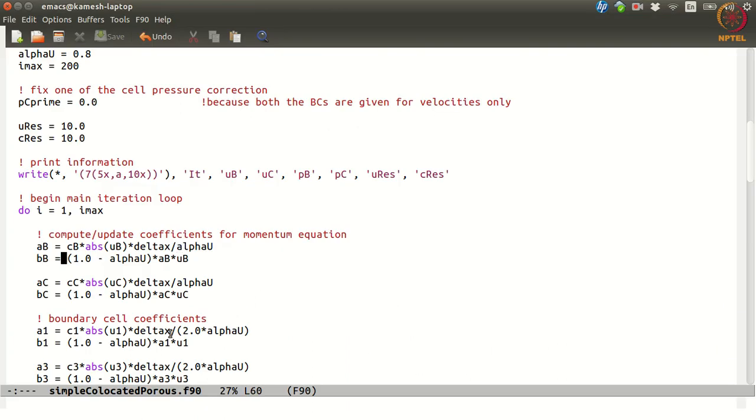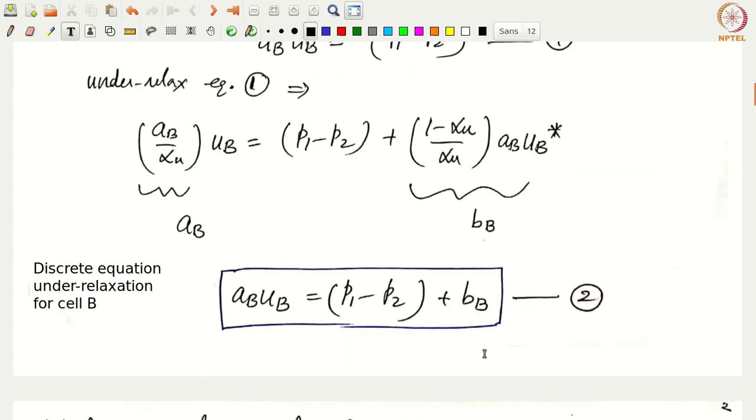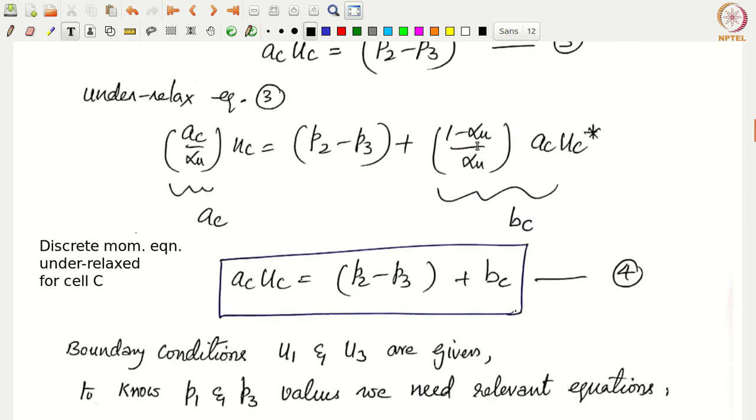Then your BB would be 1 minus alpha U by alpha U times AB times UB star. Since alpha U is already in AB, I don't have to write that. This is basically 1 minus alpha U times AB times UB star. That's your BB value. Similarly, AC equals CC mod UC delta X by alpha U, and BC would equal 1 minus alpha U by alpha U times AC, but AC is already divided by alpha U, so we don't have to write that, and we have AC UC star. These are your AC and BC values and AB and BB values.